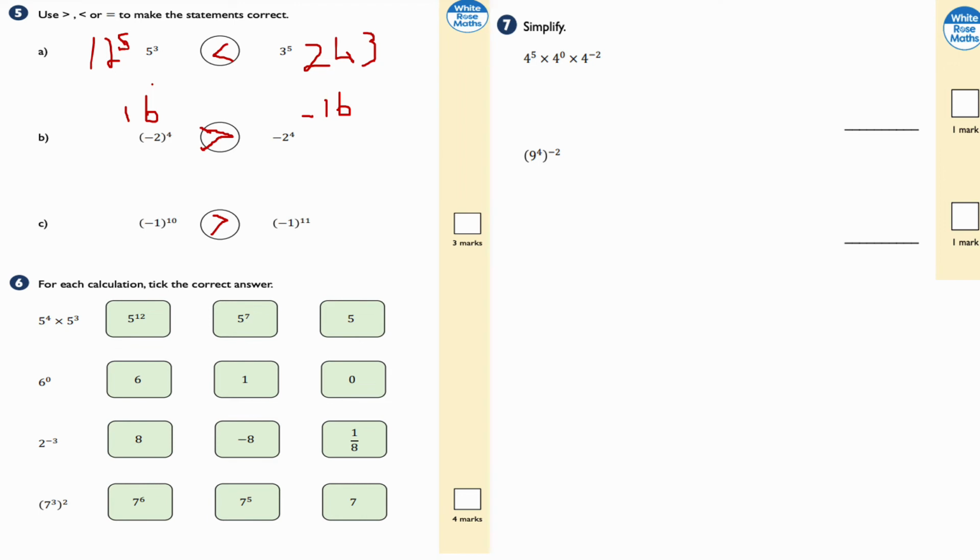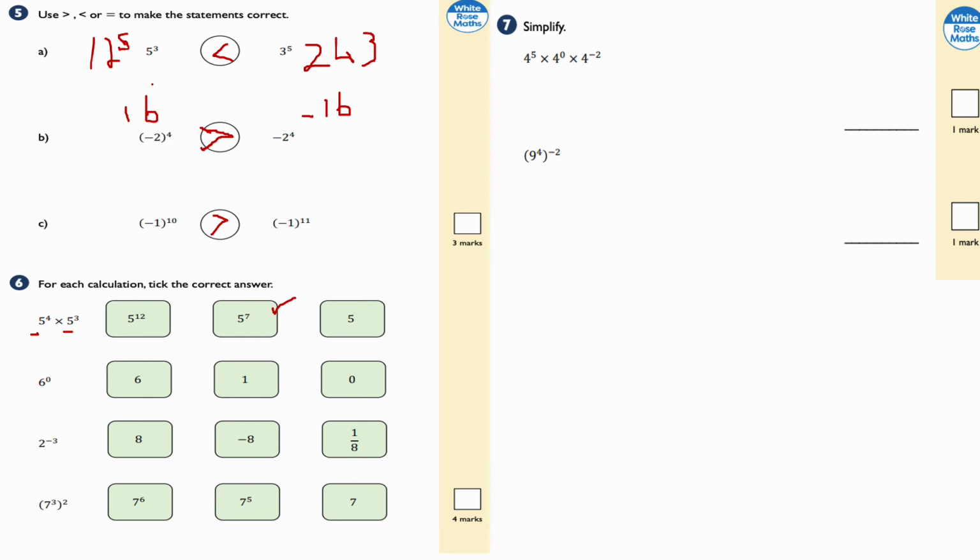This is question number 6. For each calculation, tick the correct answer. 5 to the power of 4 times 5 to the power of 3. Well, when I multiply, the laws of indices, or the rules of indices, state that if it's the same base, I just add the powers. 4 and 3 is 7. So it's going to be that one.